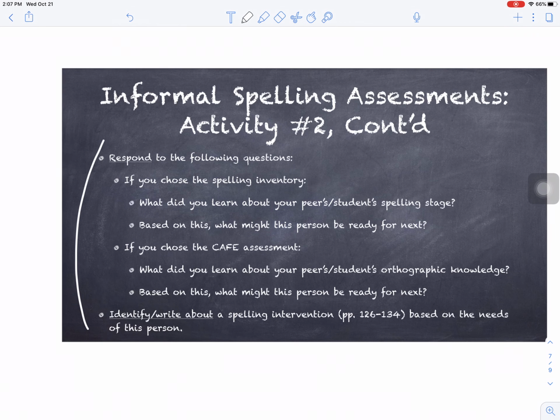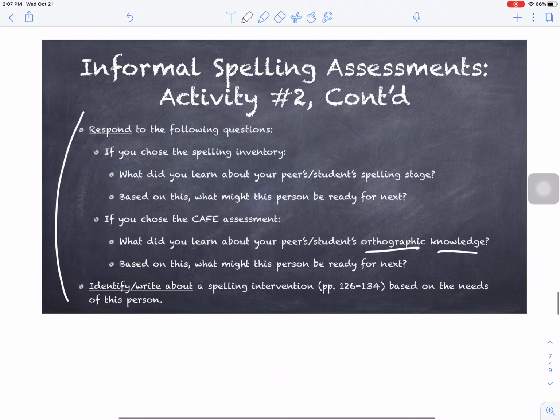If you chose the CAFE assessment, you have different questions. The first is, what did you learn about your peers' or students' orthographic knowledge, their conventional spelling knowledge? And then based on this, what might this person be ready for next? So similar but slightly different response for the CAFE assessment.